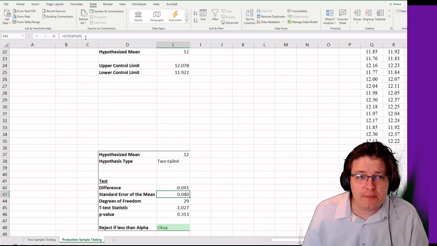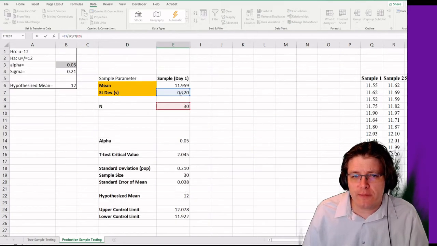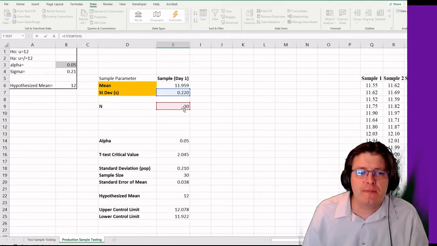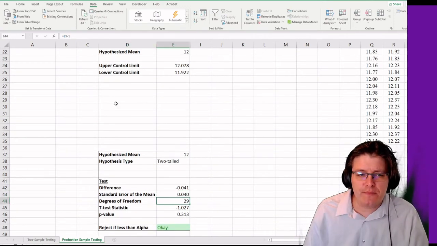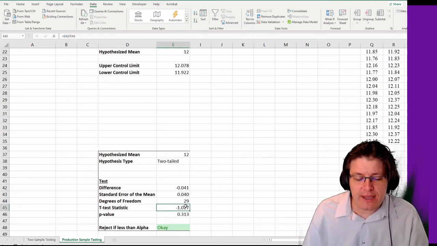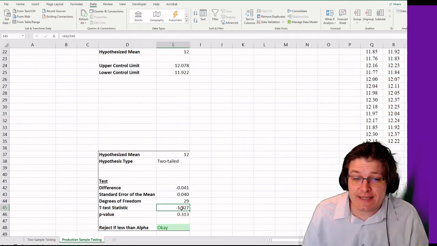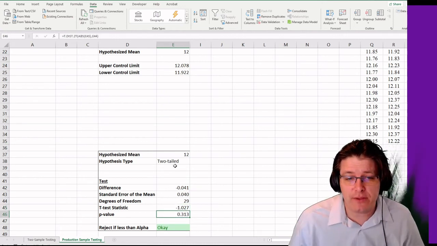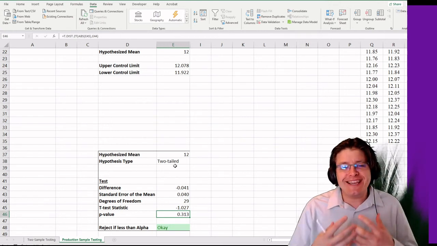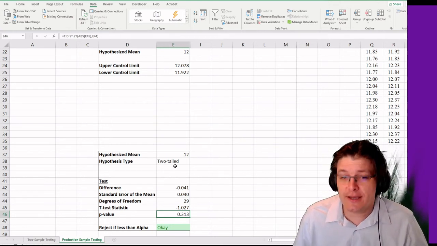We have a standard error of the mean. Again, now we can pull from that sample standard deviation and the sample size, and then we put that together. Well, first we have degrees of freedom, but we put that together into the t-test statistic. We get a t-test statistic of a little under 1.0, negative 1.0. And we can put that into a p-value. Okay, so this is the t.dist.2t function.